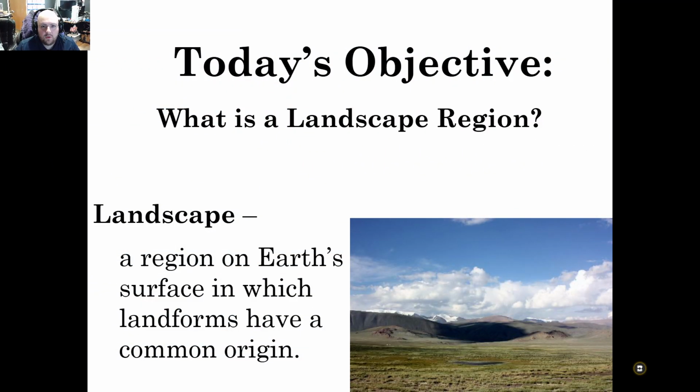Okay, so landscape regions. When we talk about landscape regions, this is really broken down into three topics, but let's really just define what we mean by landscape as we go. A landscape is a region on Earth's surface in which landforms have a common origin. What does that all mean? These different structures that we see across the surface of Earth oftentimes come from the same things. Make sure you write that down: landscape, region on Earth's surface in which landforms have a common origin. And of course, if this is going to go too fast, just pause the video. You can rewind, all that fun stuff.